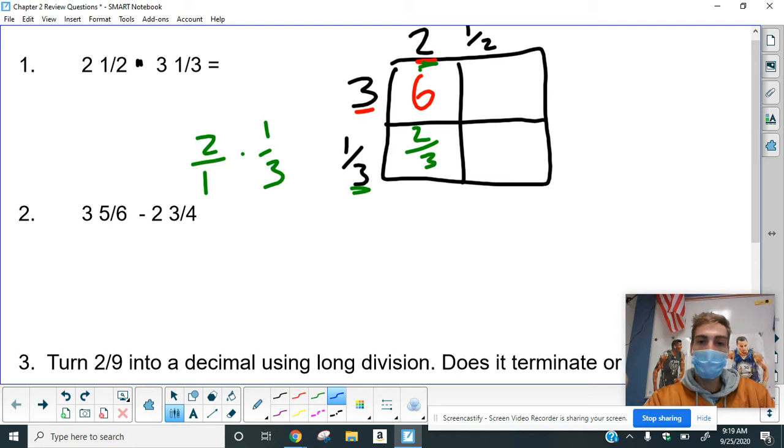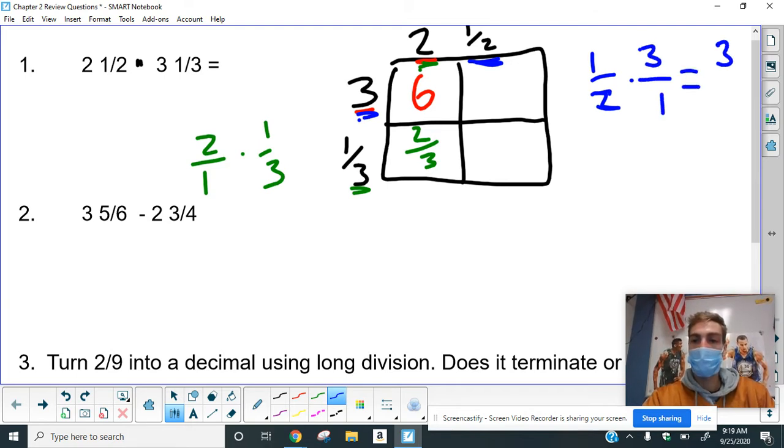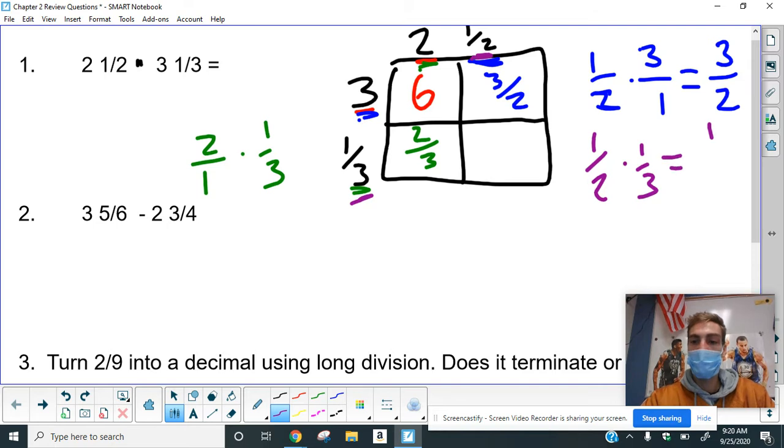And then I'm going to do 1/2 times 3 over here. And I can think about that as 1/2 times 3 over 1. And that would give me 3 over 2. And then finally I'm going to finish with 1/2 multiplied by 1/3. 1 on top, and when I multiply across the bottom I get 6. So I have 1/6 in my final box.